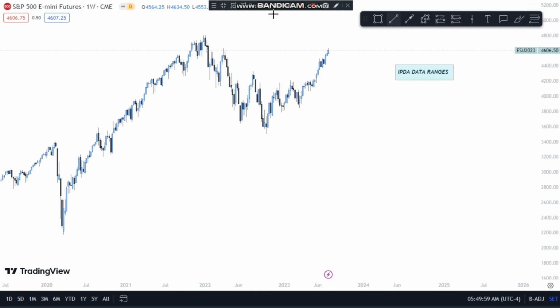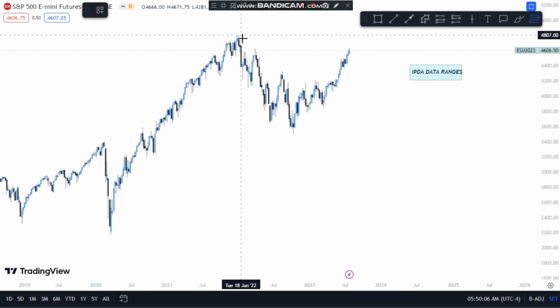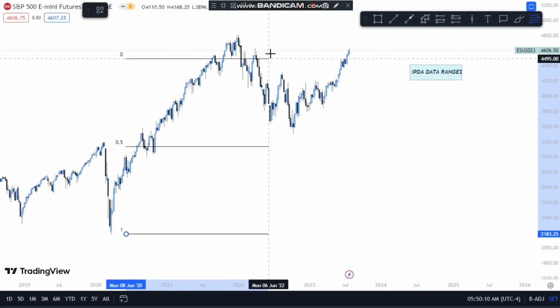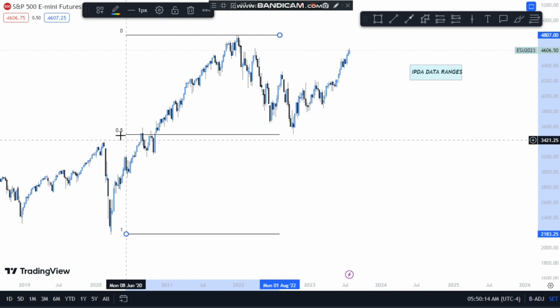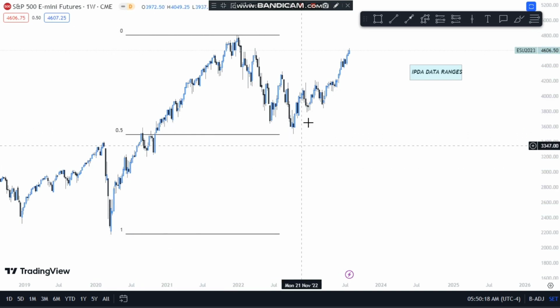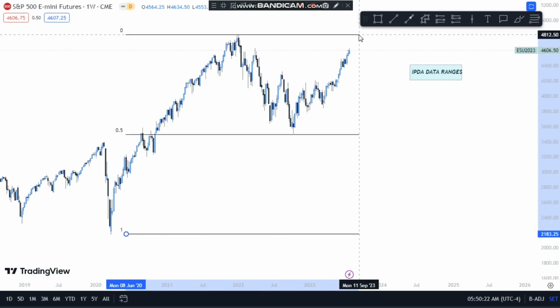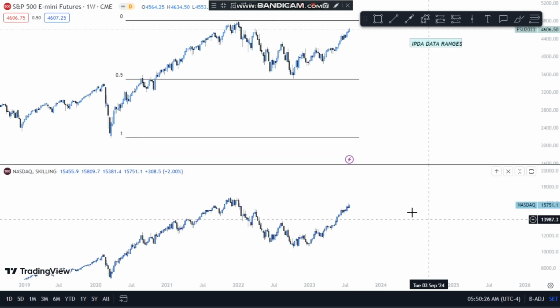So what you have to do is you have to open your weekly chart. This is the weekly chart, and this is the bottom, this is the top. So what I will do is I will draw this fib line from the bottom to this top, and as you can see, this is only 0.5 fib level that I am using. So you draw this level. Now draw this on the Nasdaq.